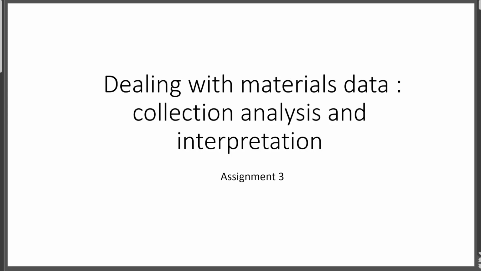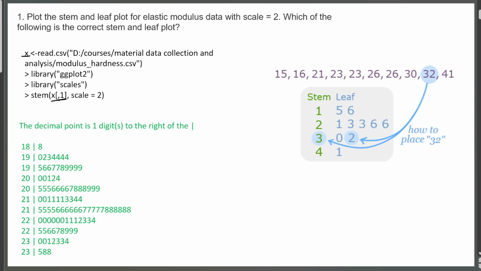Yeah, let me start. So this is the Dealing with Materials: Data Collection, Analysis and Interpretation course live session for assignment number 3. The first question is: plot the stem and leaf plot for elastic modulus data with scale equal to 2. Which of the following is the correct stem and leaf plot?